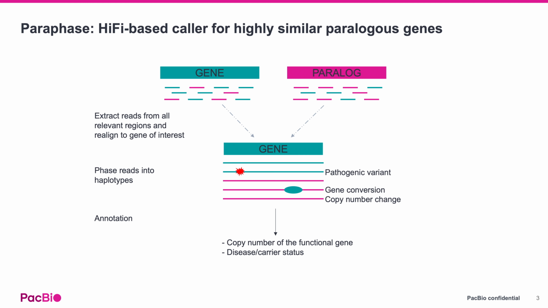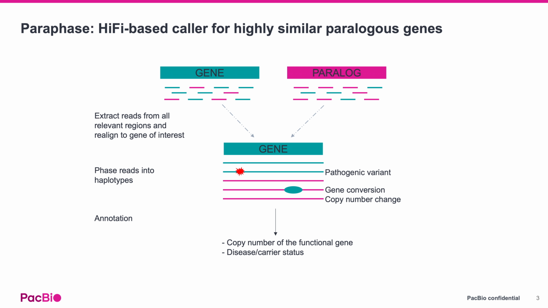To resolve the variant calling problem in genes with highly similar paralogs, we developed a tool called Paraphase. The idea behind it is that genes and their paralogs can be analyzed as if they are different copies of the same gene. In this diagram, the green box is our gene of interest, and it has a highly similar paralog in magenta. Read alignments, denoted by those short horizontal lines, are ambiguous and often wrong in these genes.